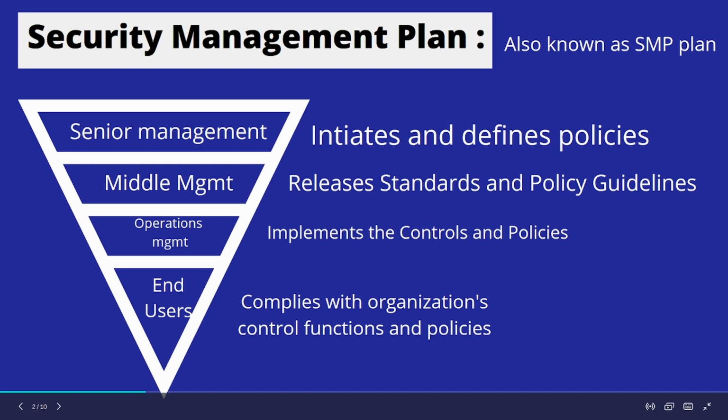I want you to think of it as an upside down pyramid. At the topmost layer there's a senior management. The senior management initiates and defines the policies. And then the middle management, they release the necessary standards and policy guidelines to set the idea in motion, the idea presented by the senior management. And then the operations management implements the required controls and policies set by the middle management. And end users are the ones who comply with the organization control functions and policies. End users have to play by these rules.